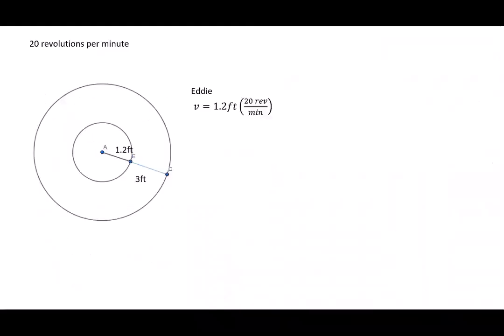I drew a diagram of our scenario. We have an inside circle with a radius of 1.2 feet, which shows how far Eddie is from the center of the merry-go-round. We have an outer circle with a radius of 3 feet that shows the distance from the center of the merry-go-round where Carlos is standing.